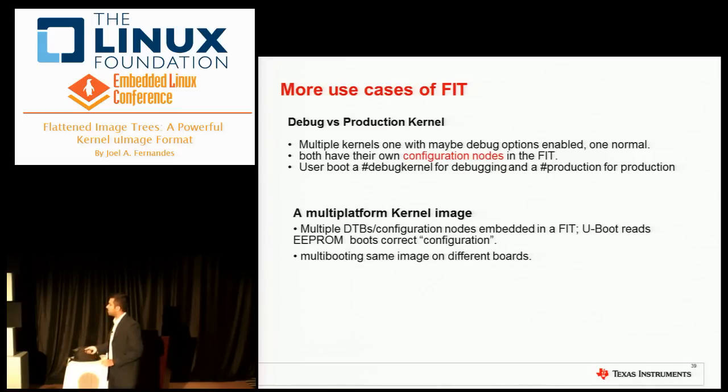And the other big application where this will be useful: I've been writing code to have multiple device tree blobs embedded in the same image, making it like a multi-platform kernel image. And you have different configuration nodes for different boards, and you'd have the right device tree blob in each of those configuration nodes. So you can really have one image that supports multiple boards. It's a nice way to do that. And what U-Boot can potentially do is read the EEPROM or figure out from switches or something that it's this kind of board, say board X, and that it needs to boot configuration X, something like that. So we'll see how that goes.